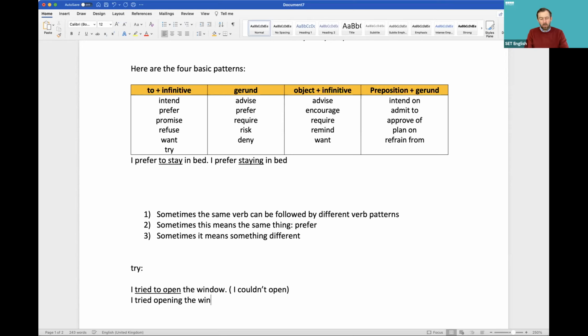Okay, but now, how about this? I tried opening the window. Oh, that's a bit weird, isn't it? Because now it's in the gerund box. I tried opening the window. This is a bit of a different meaning. This means I opened the window, but it didn't help.